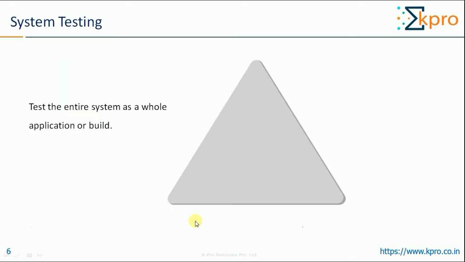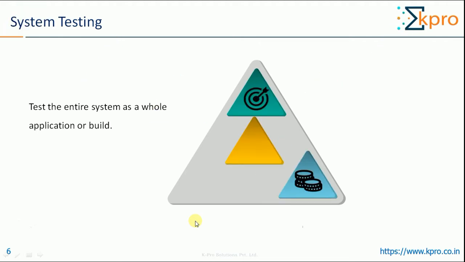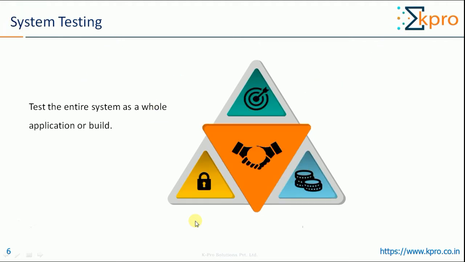Let us see the next testing level, that is system testing. It tests the entire system as a whole application or build. Before starting, testing team should confirm that complete build or software with all the requirements should have been deployed in the testing environment. Testing environment is one which is identical to production environment in terms of third-party software versions and configurations being used.